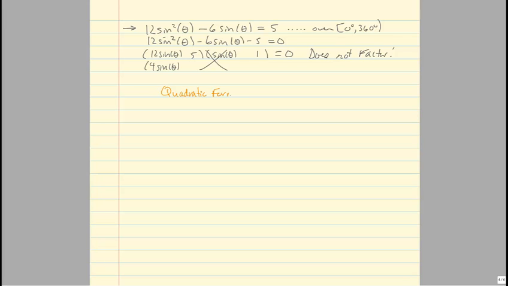So when you use the quadratic formula, it's always a good idea just to write it down in its generic form before we start to populate the equation. Now, something I'd like you to do is think about substitution. So let's go ahead and let x equal sine of theta. So this nicely rewrites to 12x squared minus 6x minus 5 equals 0. Now this is a lot easier to work with in this form than dragging along the sine theta. And then at the very end of the problem, I can go back in and resubstitute.